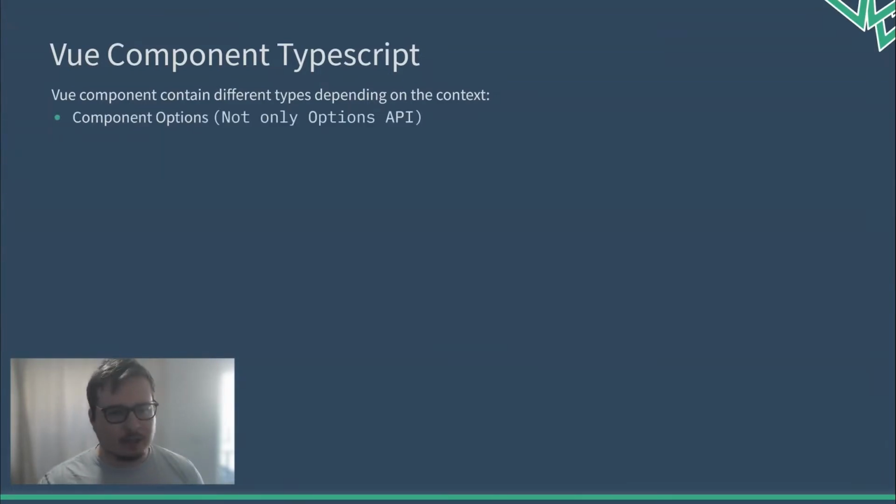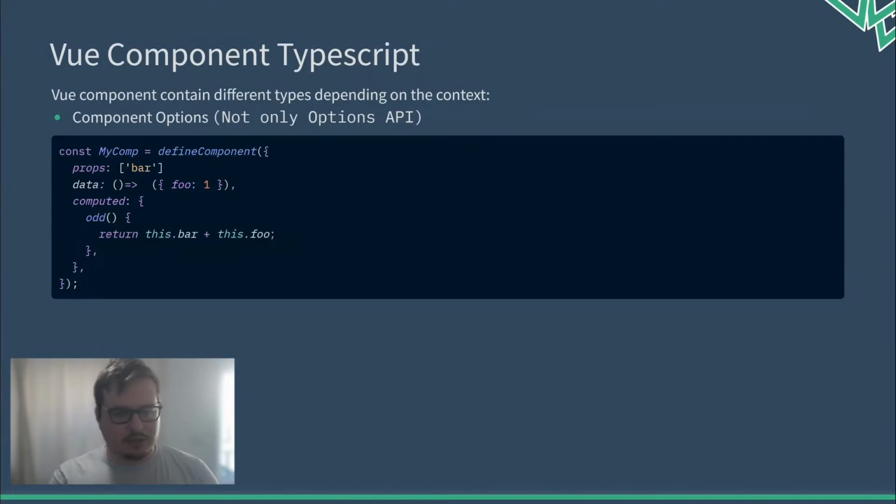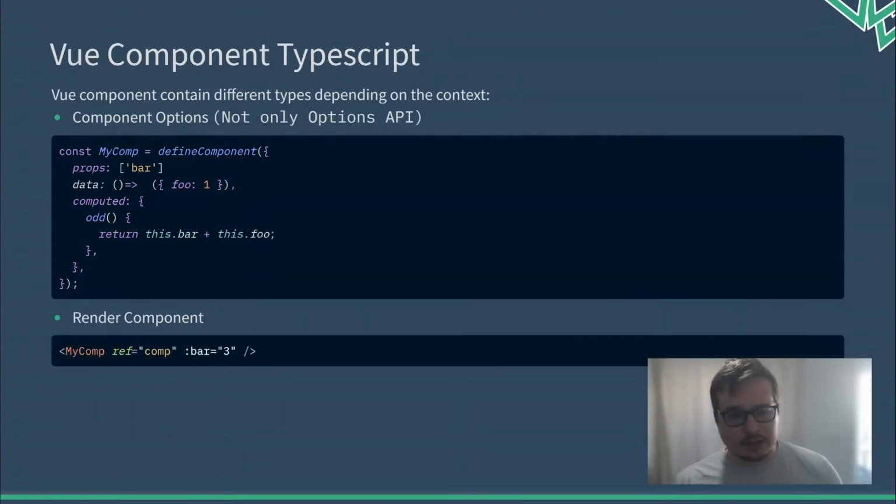So we can have component options, which are not the Options API. These are just how you declare the options. You can see here that this is just a simple component, and we need to have the type for that component. We also need to have the render component. The render component is what you use in the template or with h, that's when you render.